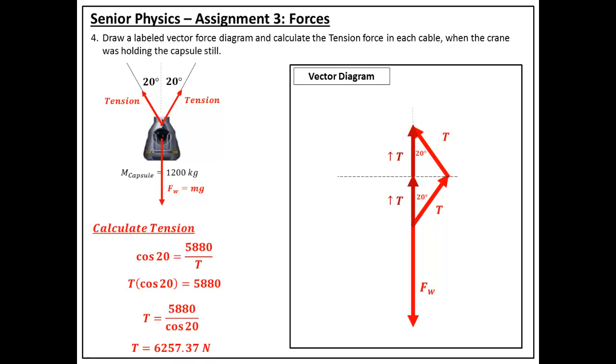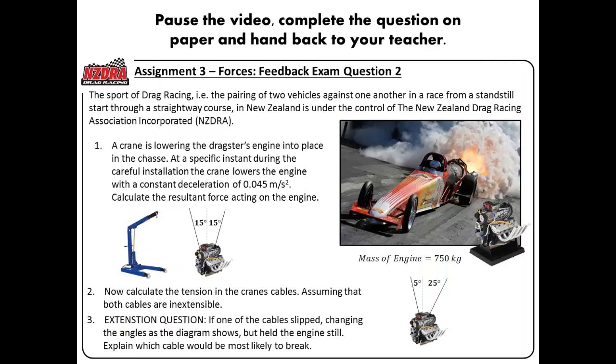6,257.37 newtons. As the mass given is to 4 significant figures, you could also give your answer as 6,257 newtons. Okay, if you could pause the video, complete the question and hand it back to your teacher as soon as possible.